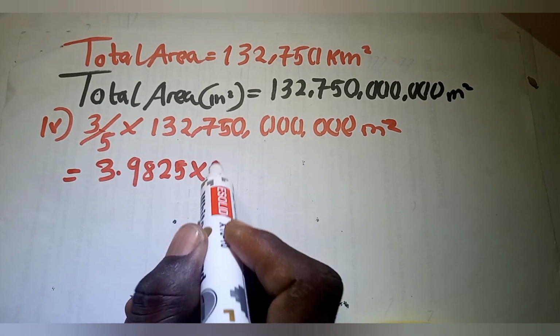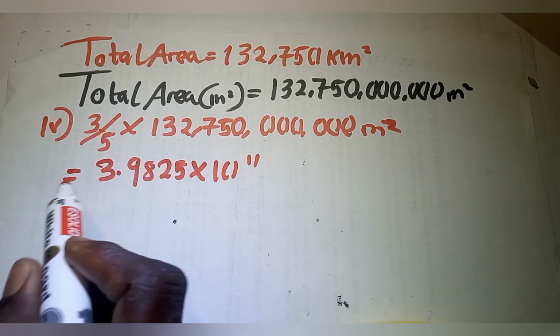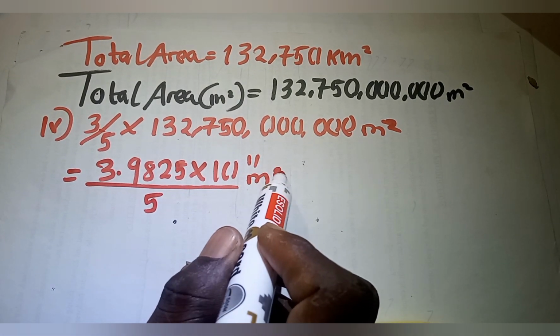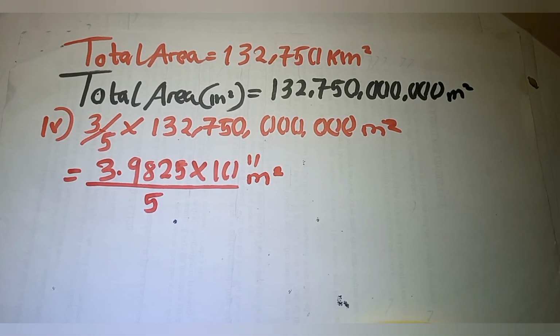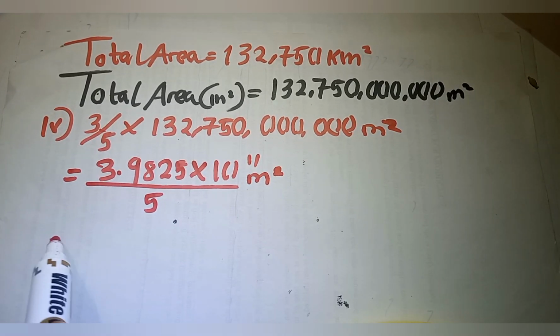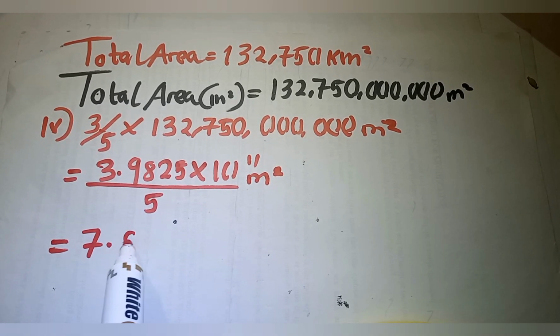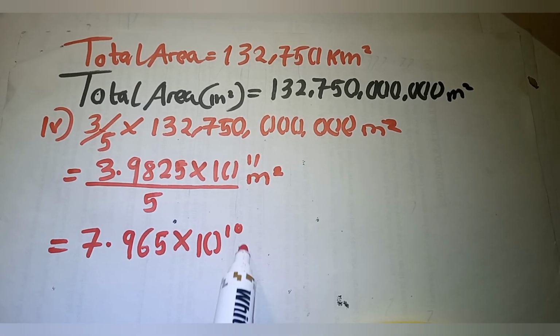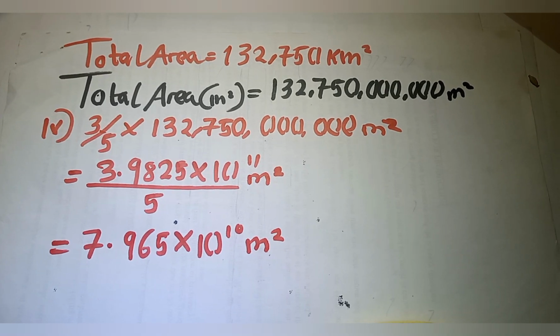I'm going to be having 3.9825 multiplied by 10 raised to the power of 11. So I'm going to be dividing this by 5. Don't forget your unit, that is meter square. So divide it by 5. That is 7.965 times 10 raised to the power of 10 meter square. So this area of farmland is available.